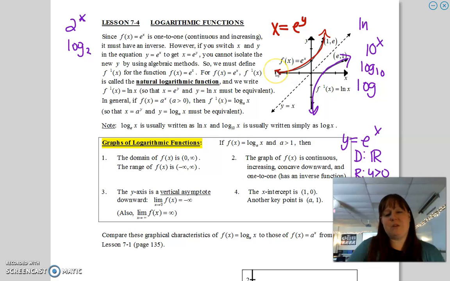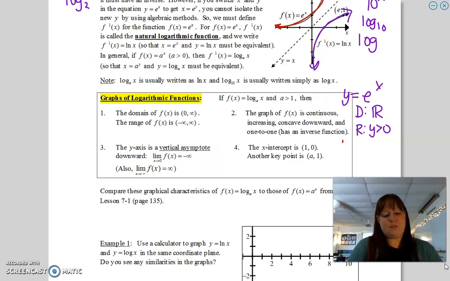So it approaches 0, but it never touches it because there's not a single number we could put in there that would make it equal to 0. Okay, so that's the domain and range of e to the x. And since ln is the inverse, that means we switch the x and y, and we also switch their domains and ranges. So our domain is now x has to be greater than 0, and the range is all real numbers.